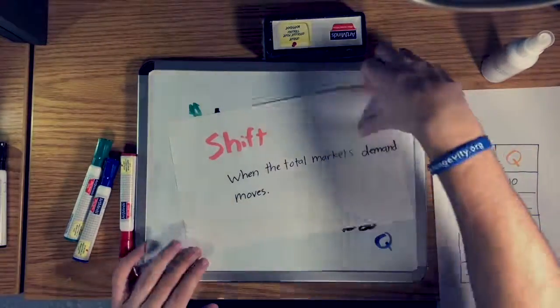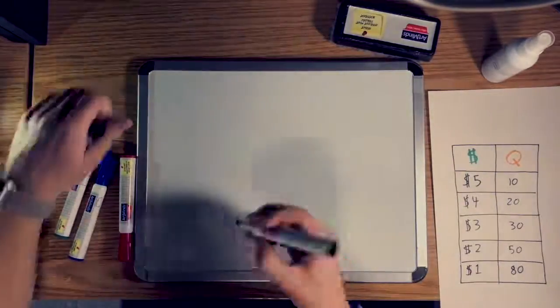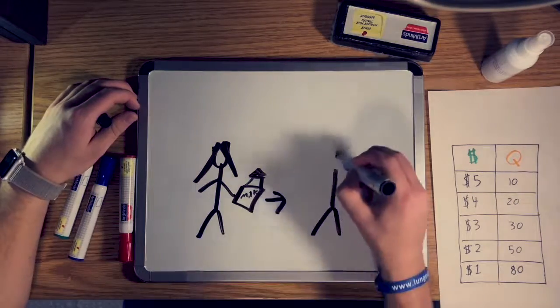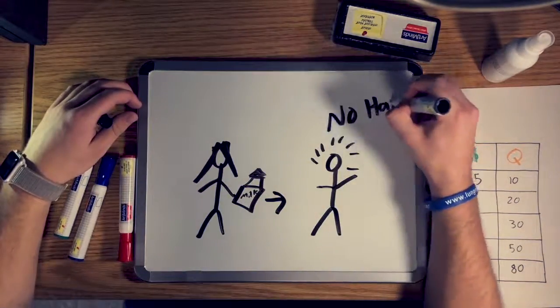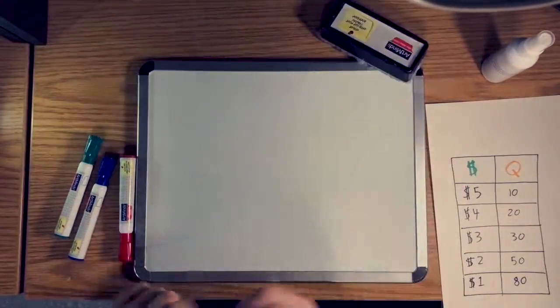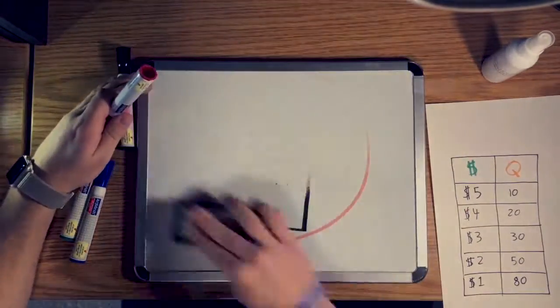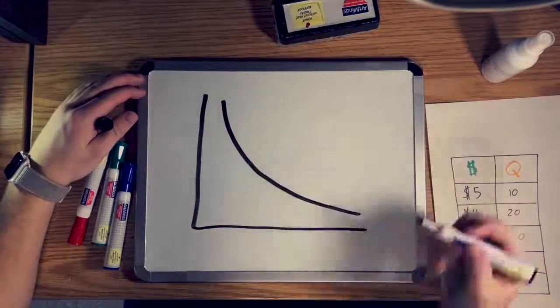Now let's talk about shifts. A shift is when the entire market moves in one direction or another. So let's say a study comes out showing that milk leads to baldness. This would lead to people not wanting to drink as much milk. This would cause the demand curve to shift inwards.